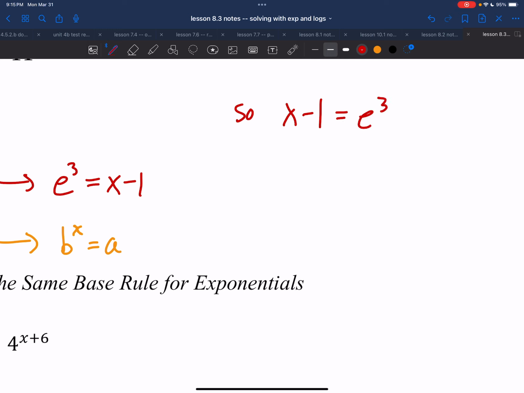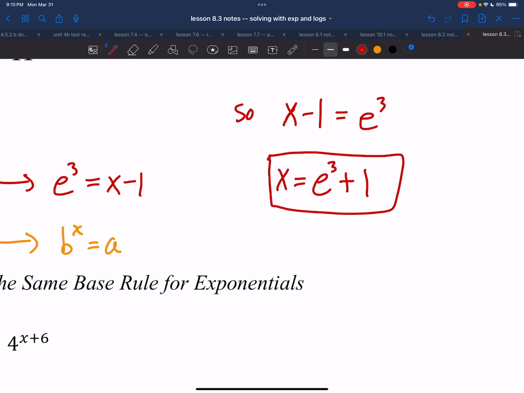Of course, just know that e cubed is a number. E is kind of like pi, remember? It's like 2.718. Not exactly, but kind of. And so then I'm just going to add 1 to the e cubed. And there we go. That is my answer. My answer is x equals e cubed plus 1.